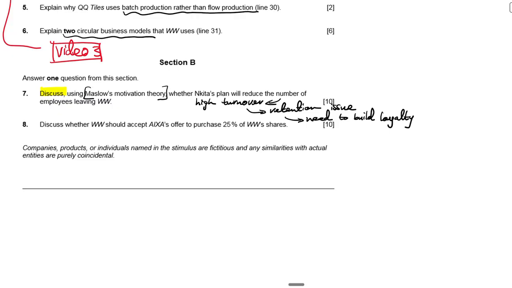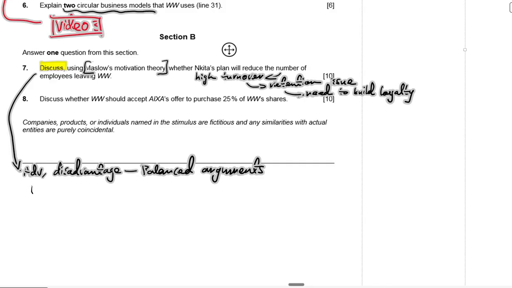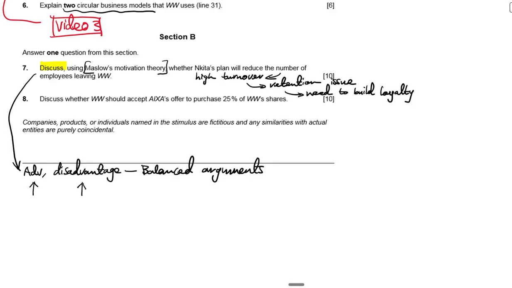So when they say discuss, what we want to do is give an advantage, right? A disadvantage, right? We want to give a balanced argument, and that's in the criteria as well. Balanced argument, and what you want to do is make points that are taking implications from this case study that might possibly be an advantage or might possibly be a disadvantage, sorry. Application of case study.